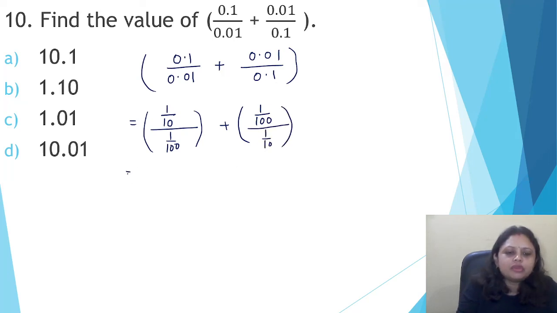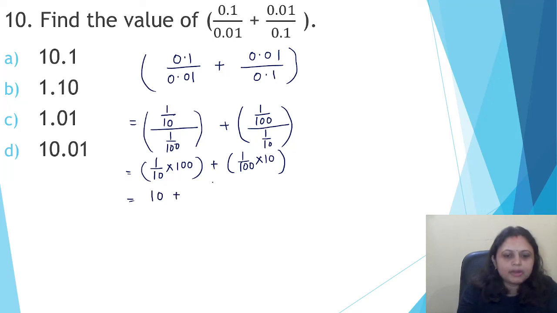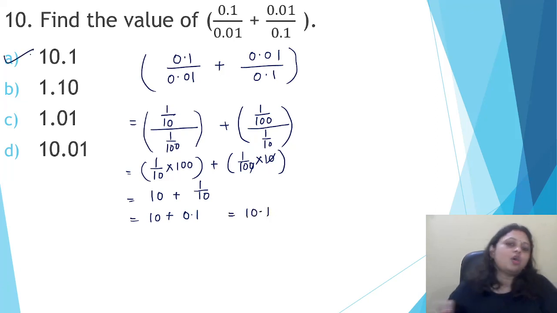You know how we calculate. So 1 by 10 into 100 plus 1 by 100 into 10. That is equal to 10 plus 1 by 10, since the 0s cancel. So 10 plus 1 by 10 we can write as 10.1, right? So the answer will be 10.1. That is present in option A.